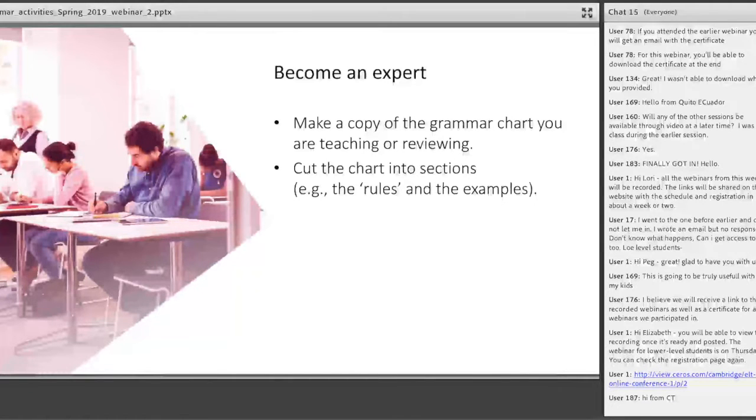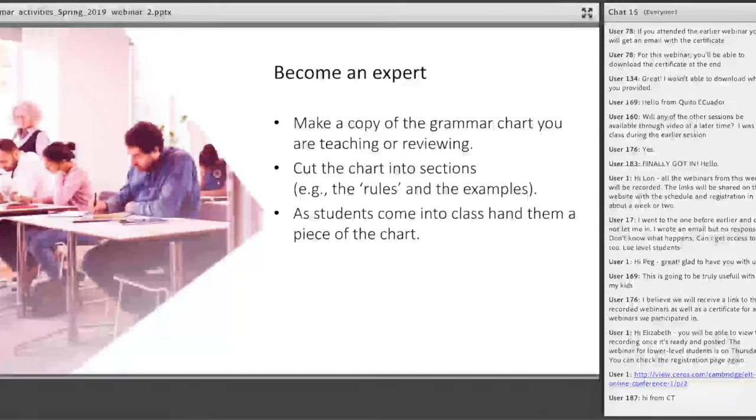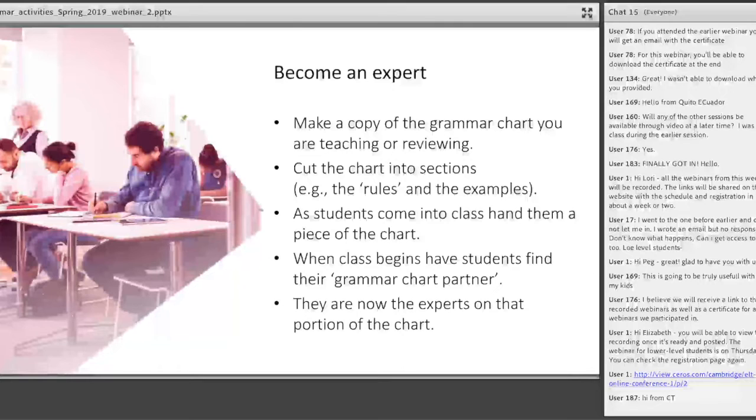So in this case, you make a copy of the grammar chart. You'll have to make probably one or two copies, and you're going to cut that chart up into sections. That's why we want you making a copy. Don't want you cutting up the books. And as the students come into class, you're going to hand them a piece of the chart. And you'll see this in the next slide. I'll demonstrate how to do this.